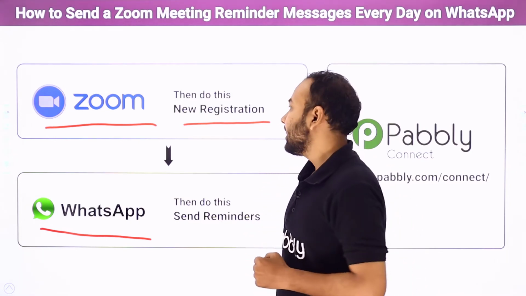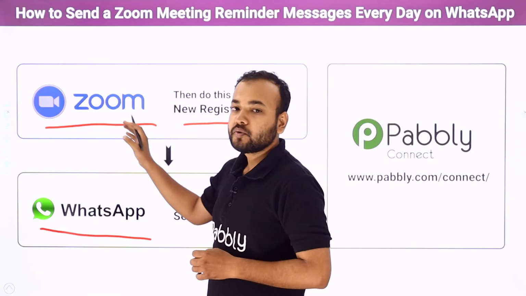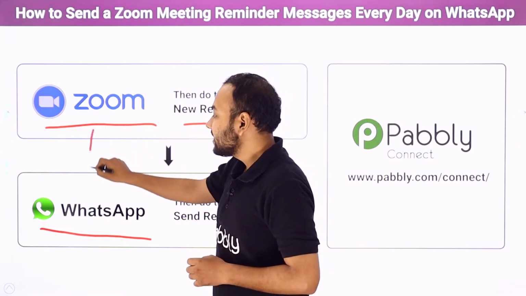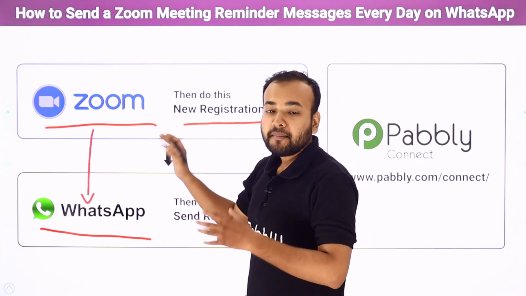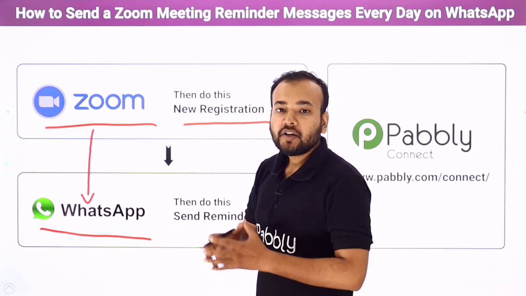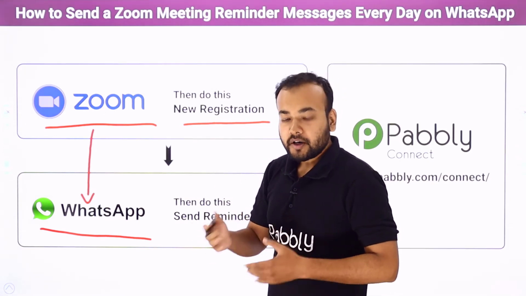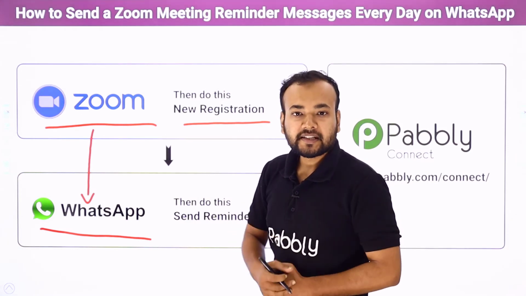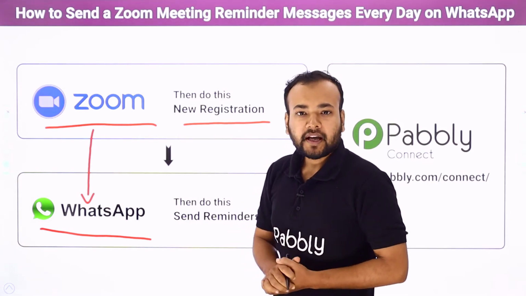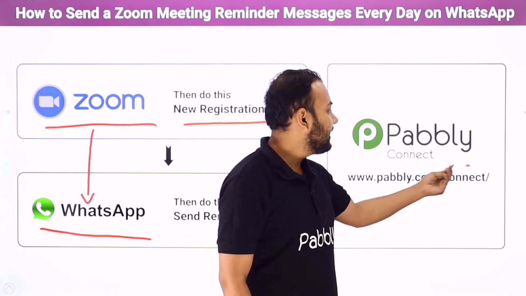What if I tell you that as and when you receive a new registration for a meeting on the Zoom application, a WhatsApp message gets automatically delivered to the person who has registered, reminding them that they have to attend your meeting or webinar 2 days before the meeting or 2 hours before a meeting, or anytime you want to schedule that reminder message, right? This can happen guys, and to make this happen I am using a software called Pabbly Connect.